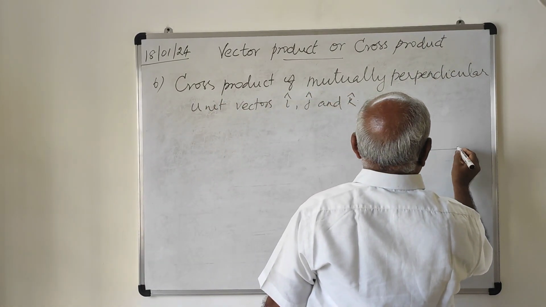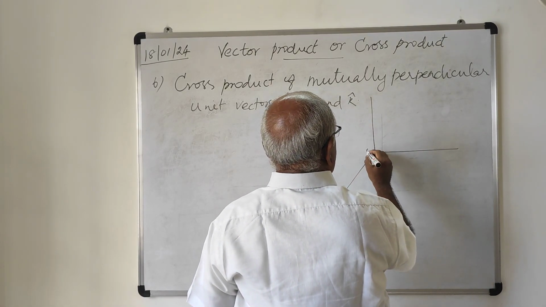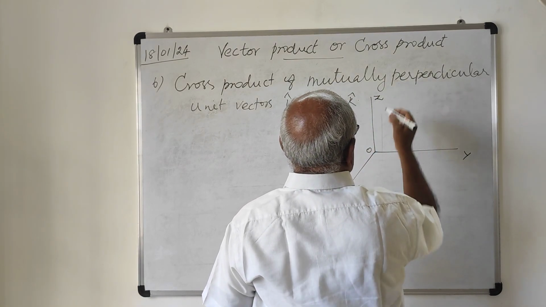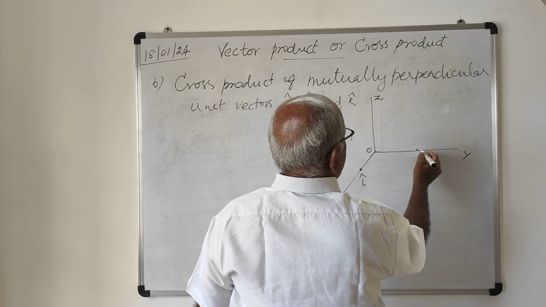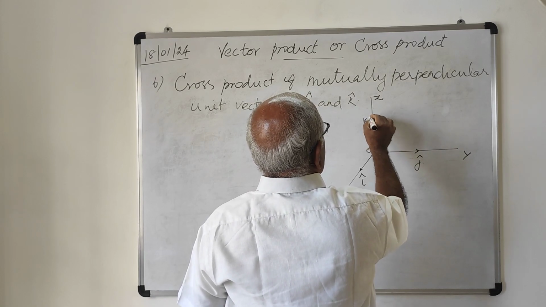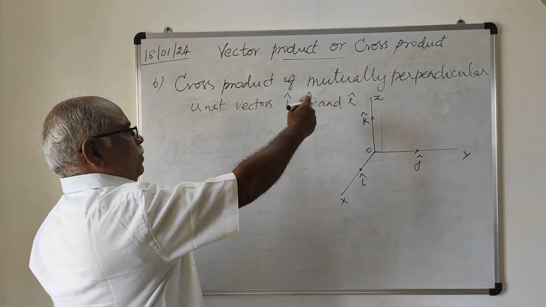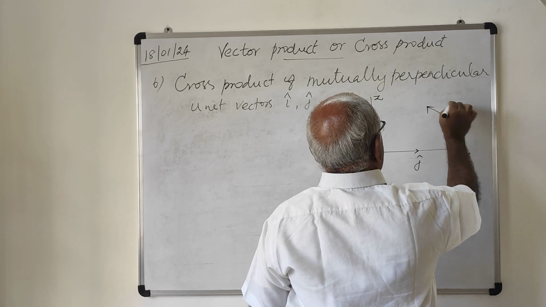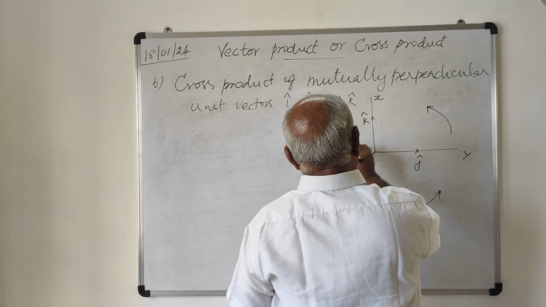You know, i, j, k vectors are acting along the coordinate axes OX, OY, OZ respectively. They are mutually perpendicular: i along OX, j along OY and k along OZ. i is perpendicular to j, perpendicular to k, perpendicular to i, and the crossing should be taken in the direction of anti-clockwise always.